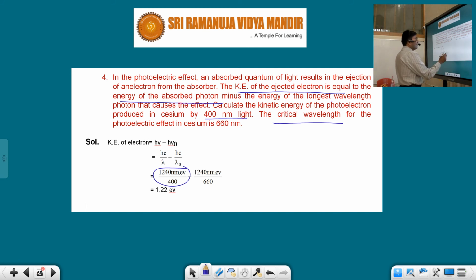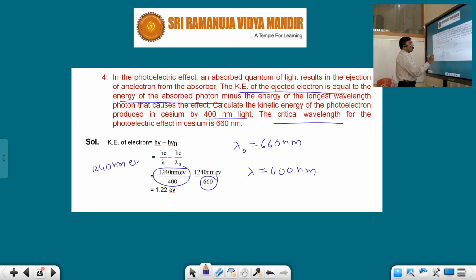And here cesium is given, λ₀ is given, how much? λ₀ is given as 660 nanometers. Threshold wavelength is given. And here λ is given how much? 400 nanometers. So this 1240, nanometers and electron volts, is nothing but the hc value. This hc value was already explained in the first slide. So you will get 1.22 electron volts.